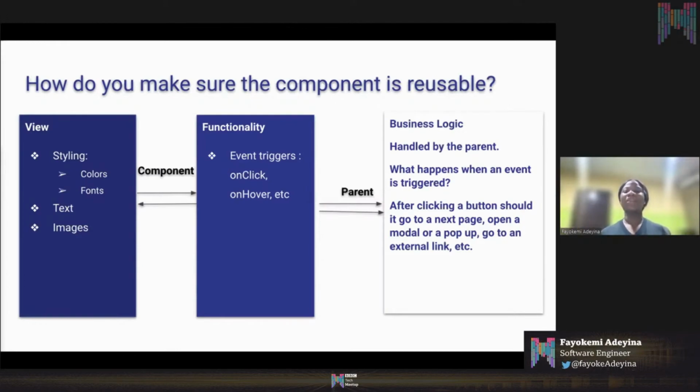And then the business logic, every other thing, is handled from the parent. What happens when I click on a button? What happens when I am on a page? So, for instance, if you're working in a company like the BBC, what happens when I'm on the news page using the same components? What happens when I'm on the Bitesize page? Do I want the same color? Of course, we don't have the same. If you're familiar with the BBC site, we don't all have the same colors on the BBC sites.